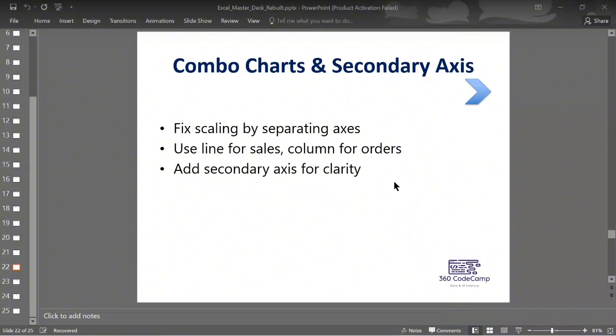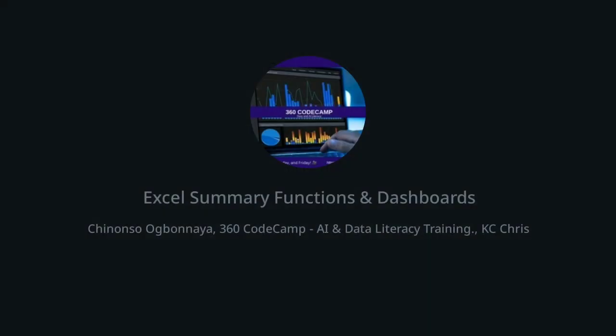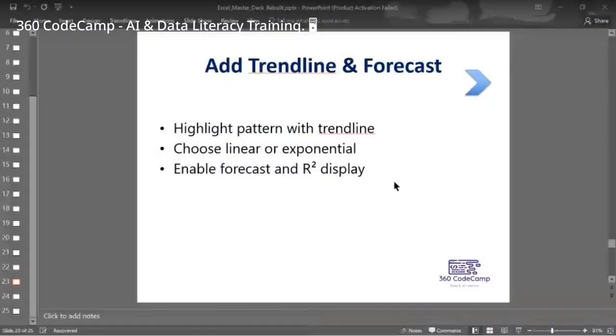And the forecast, okay? So this trend line, we highlight the pattern. We are going to highlight the pattern with a trend line. Then we are going to choose linear or exponential for the trend, because we want to forecast. This is where we need to forecast. This linear or exponential is when we want to do the forecasting.